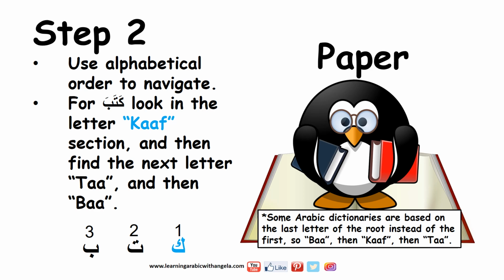And after completing step number 1, which is stripping the word of any additions, we get to step number 2, which is the easiest part. And just like any other dictionary, you have to use alphabetical order to navigate. So for كتبة, you have to look under the letter kaf, or the section of the letter kaf. And then you find the next letter, which is the ta, and then the ba. However, notice that some Arabic dictionaries are based on the last letter of the root instead of the first. So that would be the ba, and then the kaf, and then the ta.